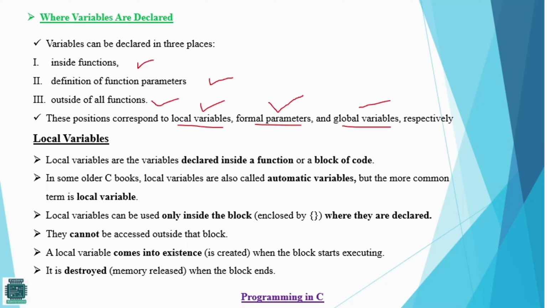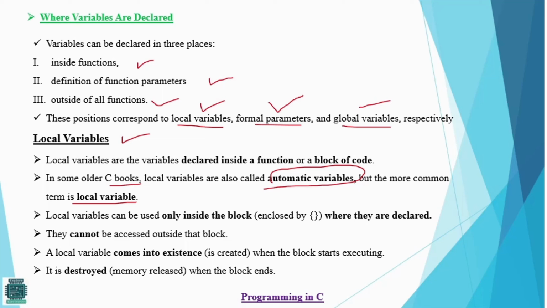The first one is local variables. I think it's the most frequently asked question in this chapter, so please concentrate while listening to this and make a point. Local variables are variables declared inside a function or a block of code. In some older C books, they are also called automatic variables, but the most widely used name is local variable only.